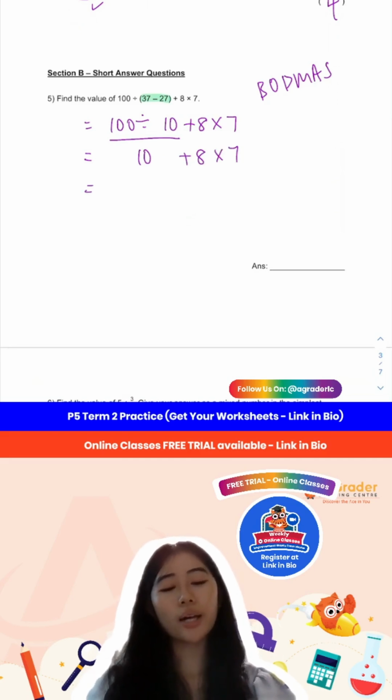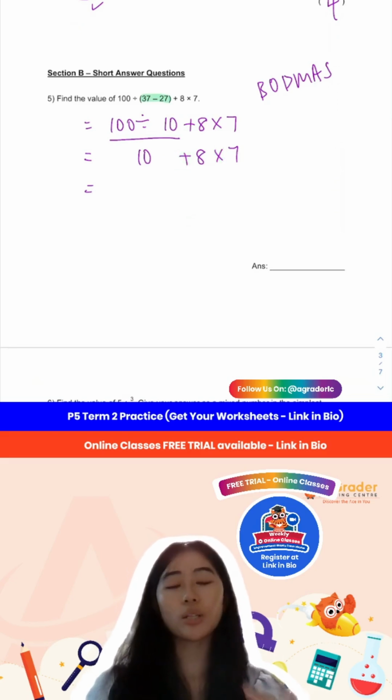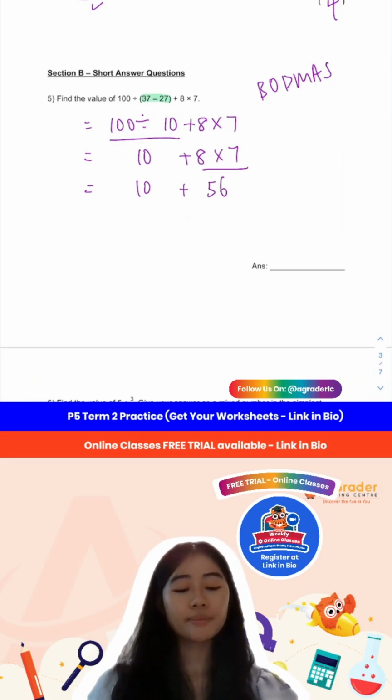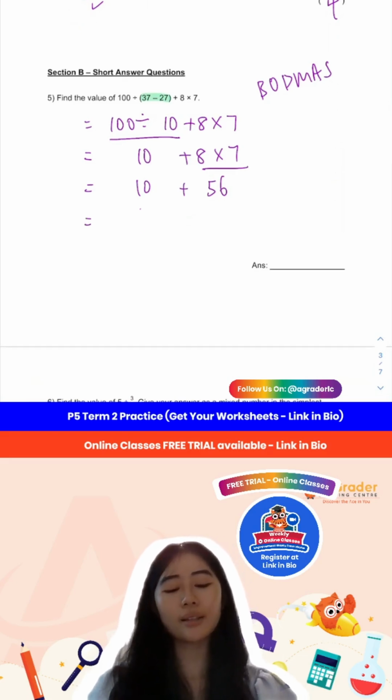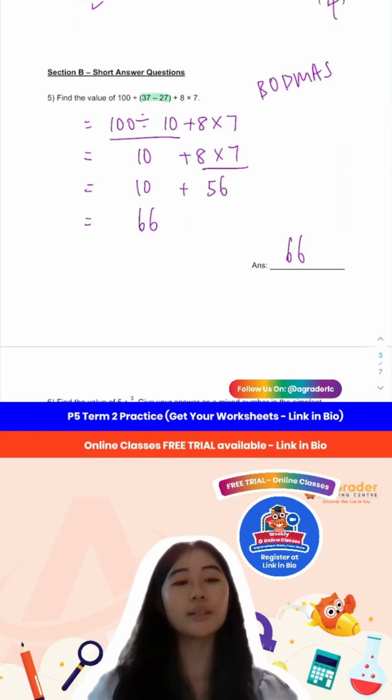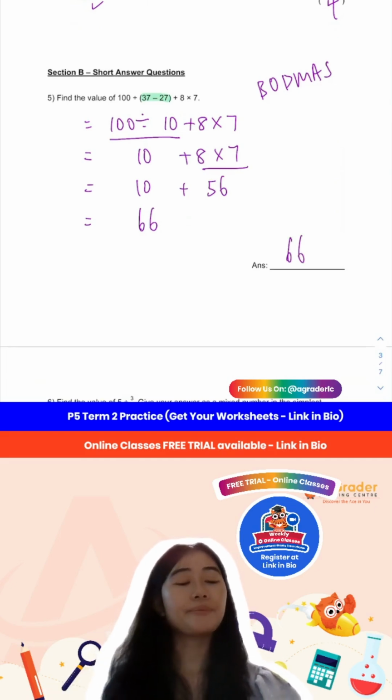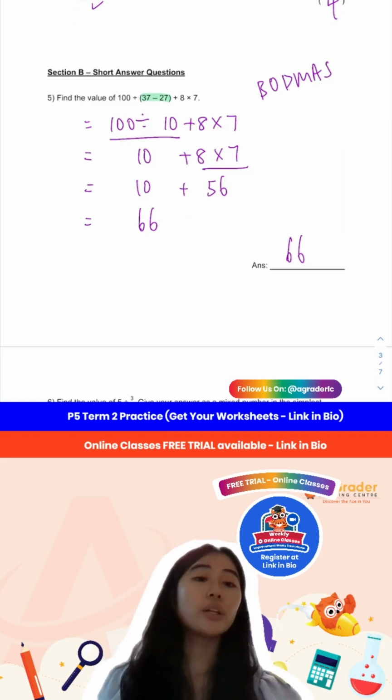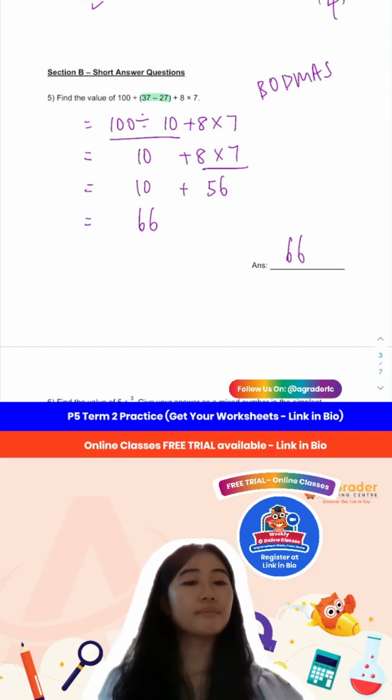After that, you are left with a plus and a times. But your times should take priority. So you should be doing the 8 times 7 next, which is 56. Finally, you're left with addition, so that is 66 as the final answer. So I think almost all of you got it correct. Some of you say 166, but I think it's slightly a typo, right?